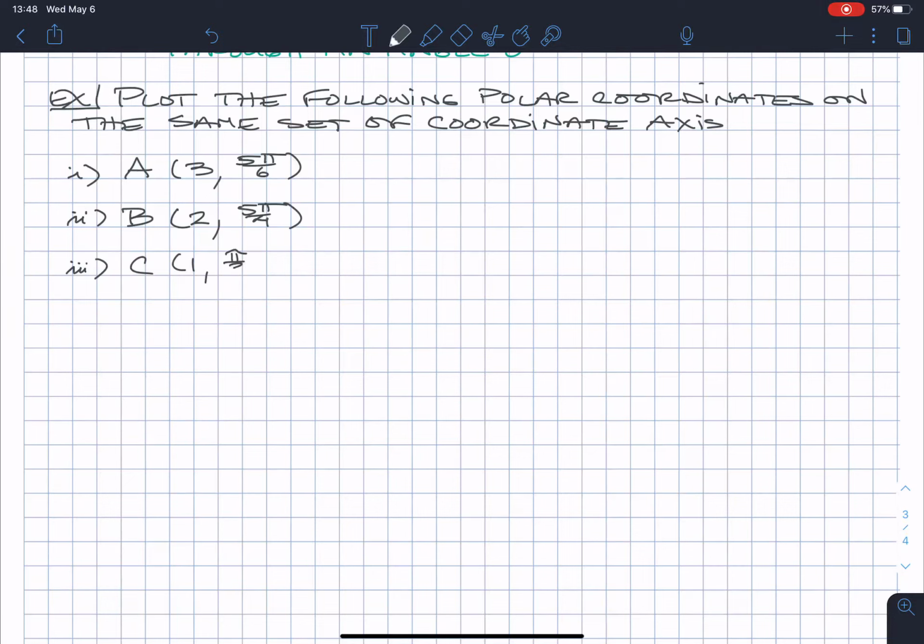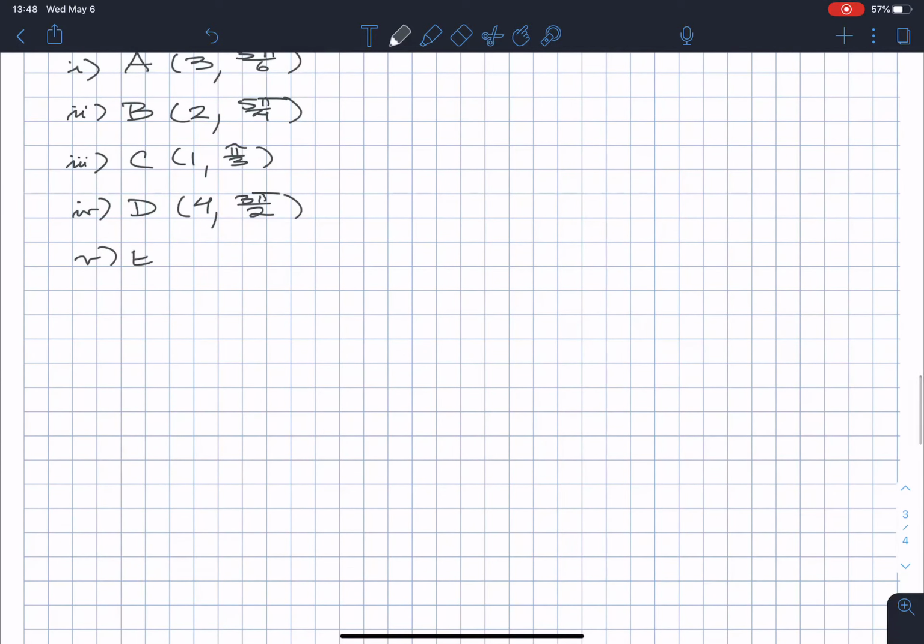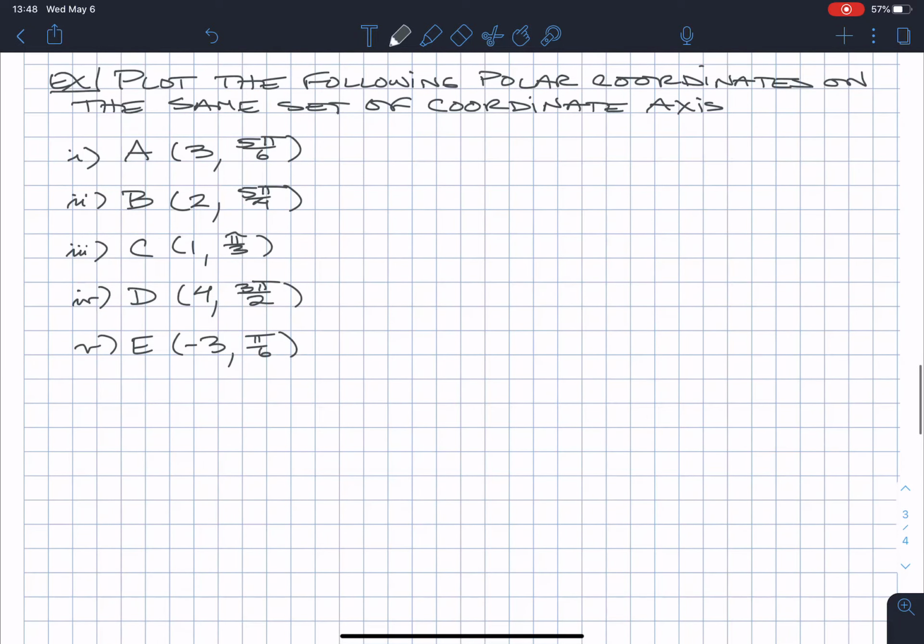Number 4, let's put point D at a radius of 4 and an angle of 3 pi over 2. And then E, I'm going to kick it up a notch. Let's have my radius be a negative 3 and my angle pi over 6. So that's going to come into play with how I plot.